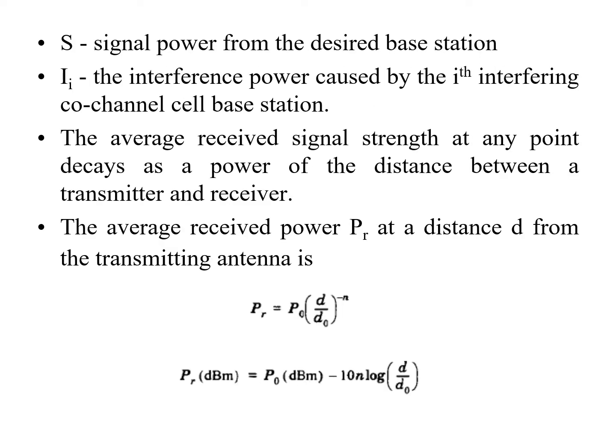S is the signal power from the desired base station. Ii is the interference power caused by the ith interfering co-channel cell base station. The average received signal strength at any point decays as a power of the distance between a transmitter and receiver. The average received power PR at a distance d from the transmitting antenna is PR equals P0 times (d by d0) to the power of minus n, or PR in dBm is equal to P0 dBm minus 10n log (d by d0).